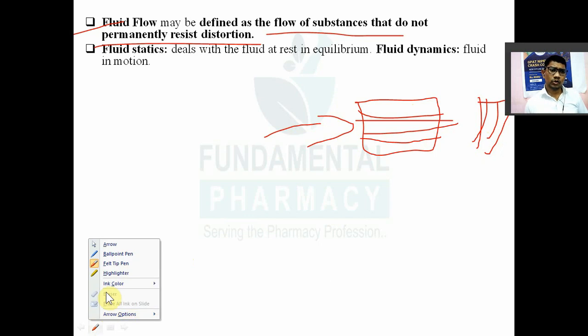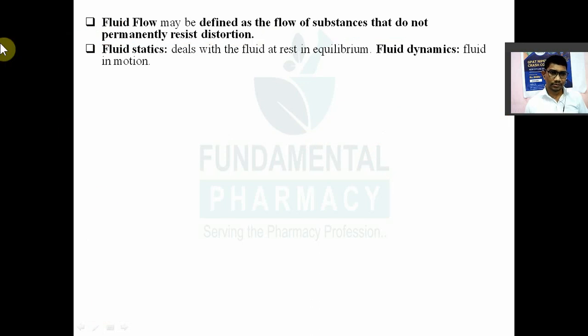Okay, now fluid static means what? Fluid static means fluid at rest. अगर fluid rest में है, movement नहीं हो रहा है, if there is no flow, then it is known as fluid at rest. So fluid statics deals with fluid at rest or fluid at equilibrium. Okay? Now fluid dynamics means what? Fluid dynamics means study of fluid in motion.